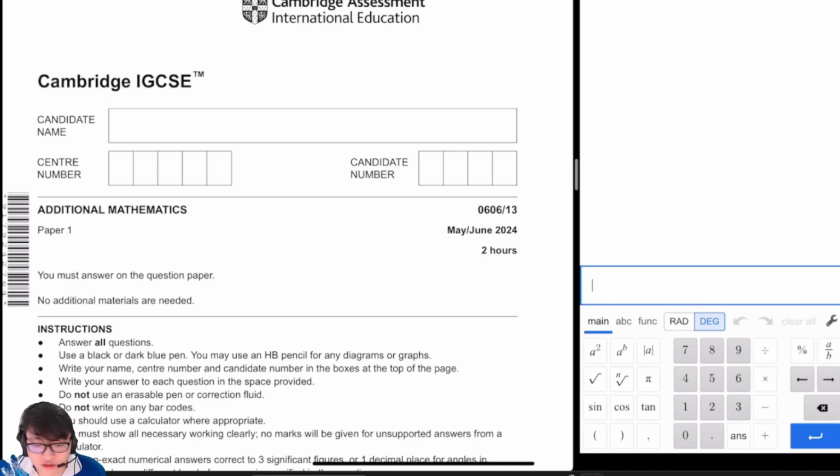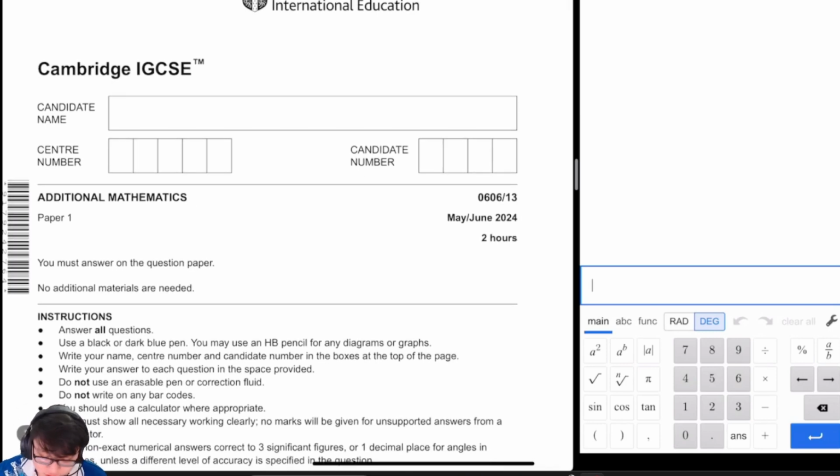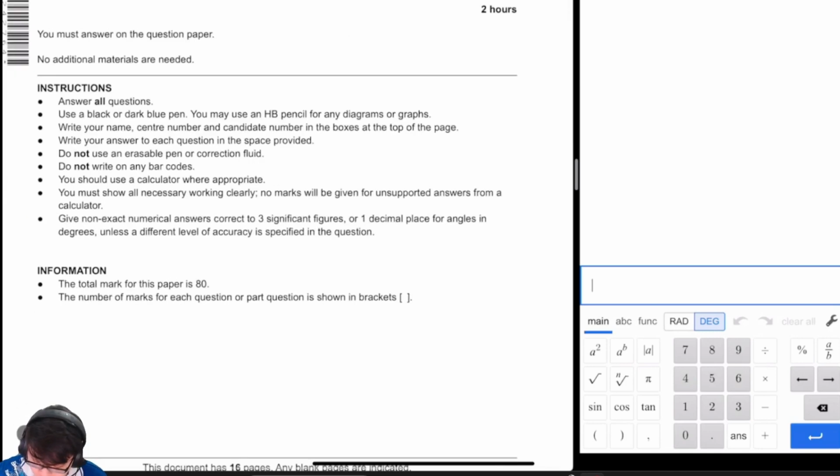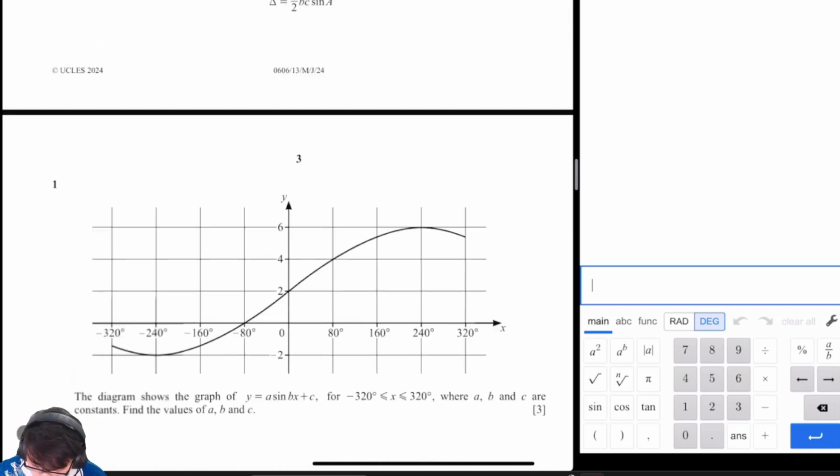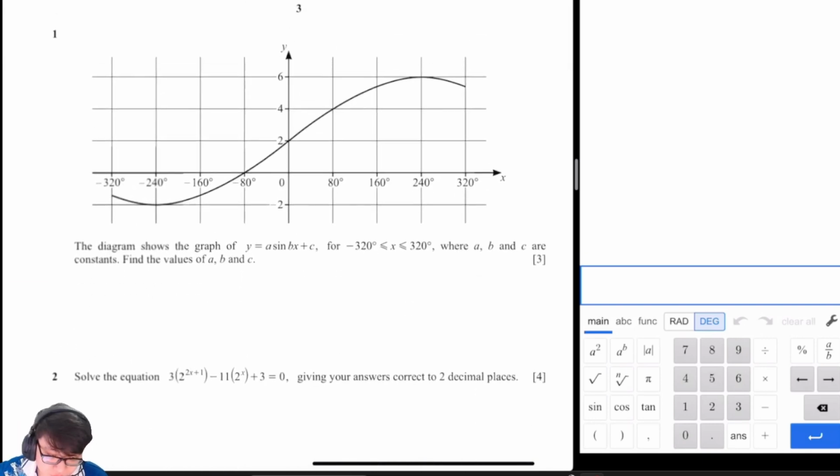So today we'll be doing the additional mathematics past paper, May June 2024, variant paper 13. As usual, you only have 2 hours to finish the entire thing, and page number 2 will be your formula list. And let's go. The first question will be about the trigonometry graph.